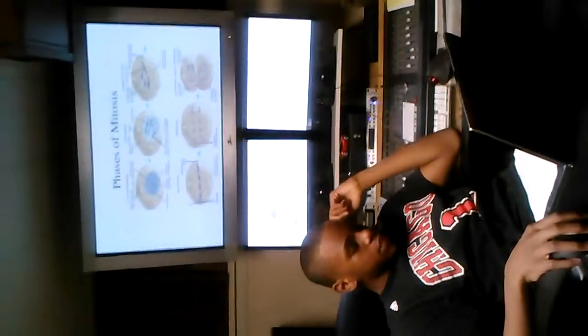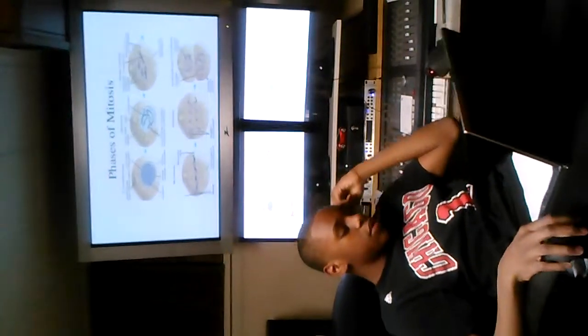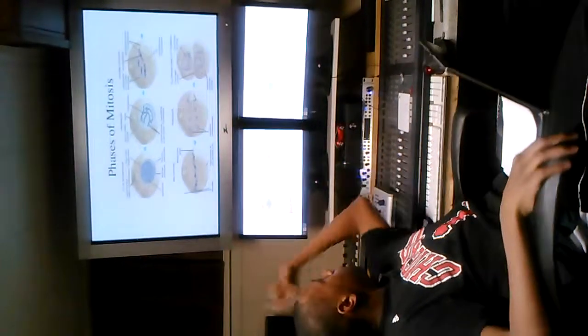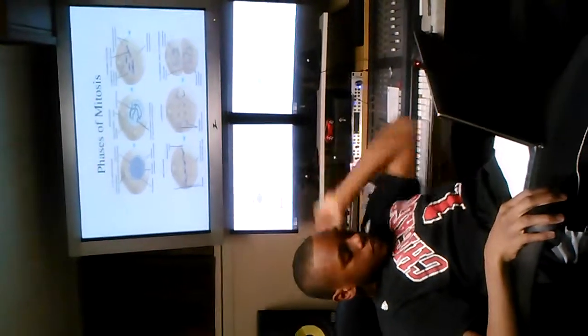Next phase is anaphase. Anaphase is when the sister chromatids separate into individual chromosomes and are moved apart, which is also up here, which is the daughter chromosomes, as other people call it.